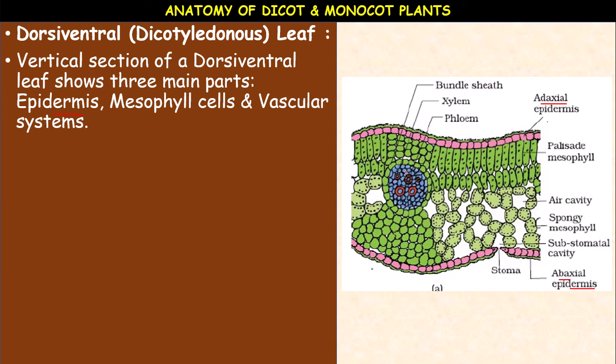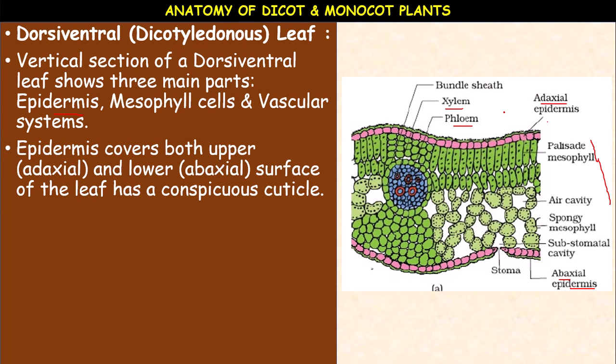Then mesophyll cells, this mesophyll is present in the middle. So, it is differentiated into spongy parenchyma and palisade parenchyma. Mesophyll is the largest layer, okay, in the leaf. Then vascular bundles, if you take the vascular bundles, the vascular bundles show xylem and phloem, that is vascular tissue. So, epidermis, if you take the first part, the epidermis covers both the upper adaxial and lower abaxial surface of the leaf, and it has a conspicuous cuticle.